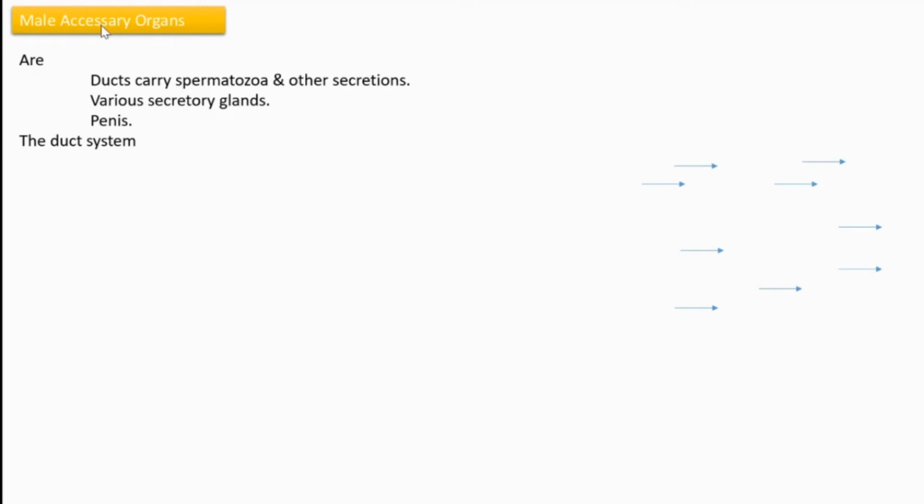Then we are going to learn about the male accessory organs. Male accessory organs are ducts. They carry the spermatozoa and other secretions. Various secretory glands and the penis are male accessory organs. First, we need to understand the duct system.